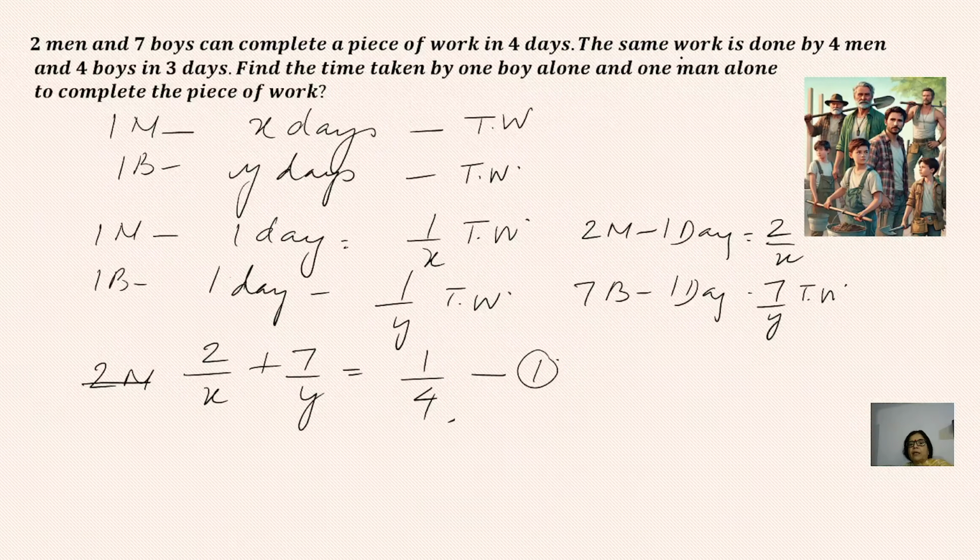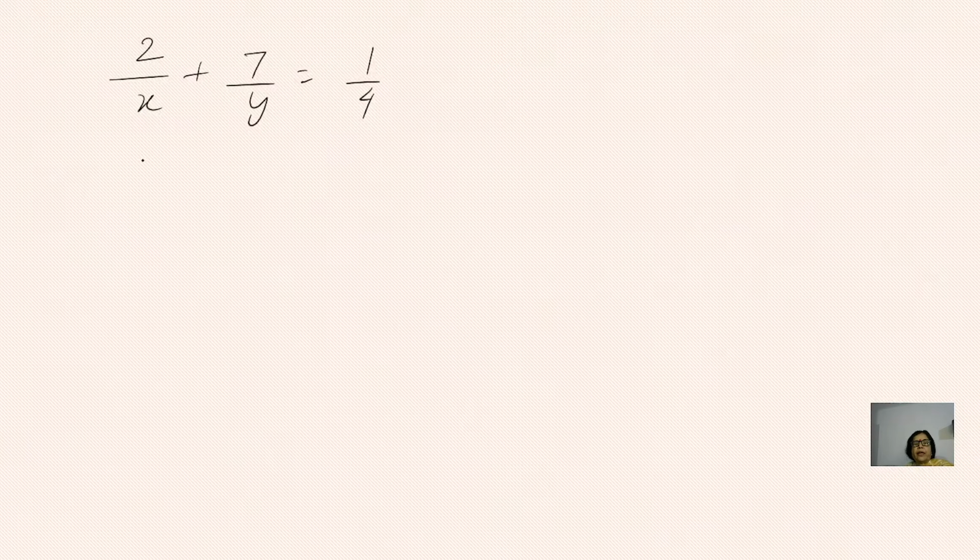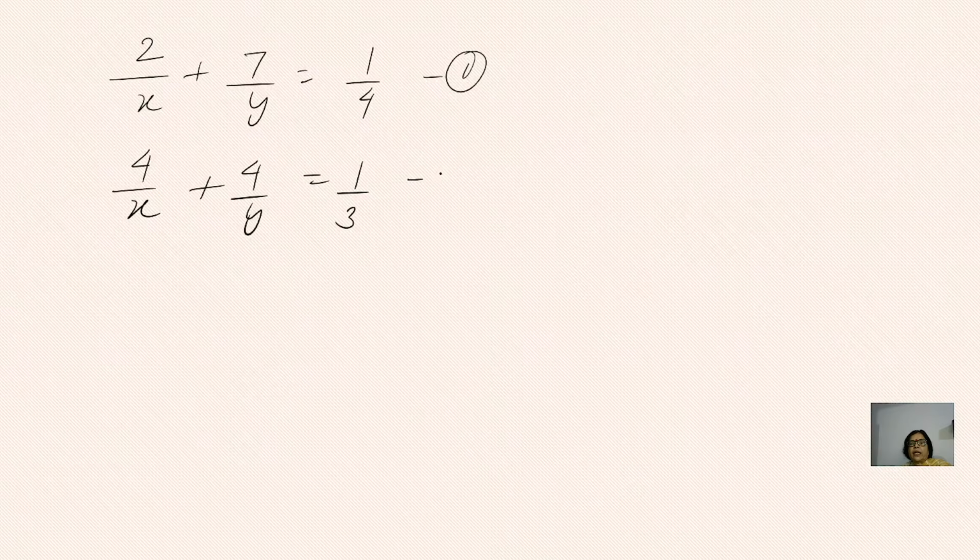In the same manner, if we take the second part of the question, same work is done by 4 men and 4 boys in 3 days. So 4 men and 4 boys, that means 4 by x plus 4 by y is equal to 1 by 3. This becomes the second equation. Now in order to solve this, we have the first equation, 2 by x plus 7 by y is equal to 1 by 4. And the second equation as 4 by x plus 4 by y is equal to 1 by 3.